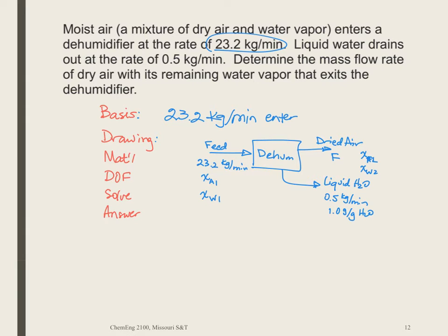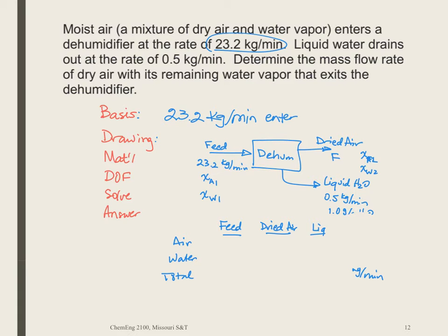So my material balance table. Remember, I do these for my streams. So I have the feed, I have dried air, and I have the liquid. My components are air and water, and then a total. I'm doing these with units of kilograms per minute, and I can choose to break this up any way I want to. So I can do this as X, excuse me, that was not what I meant to write.